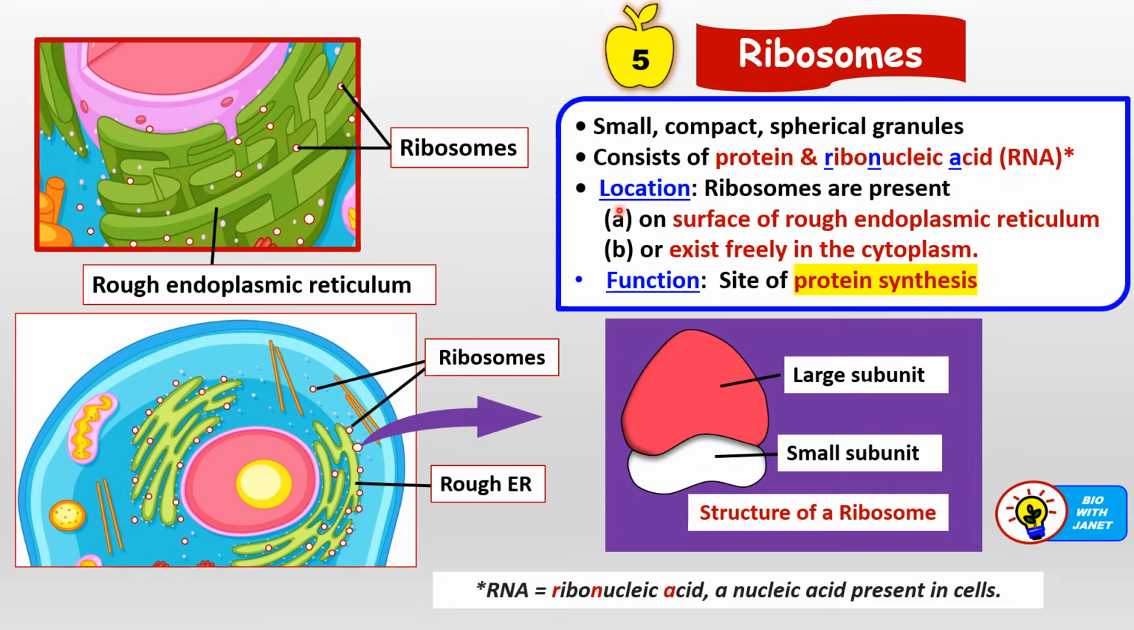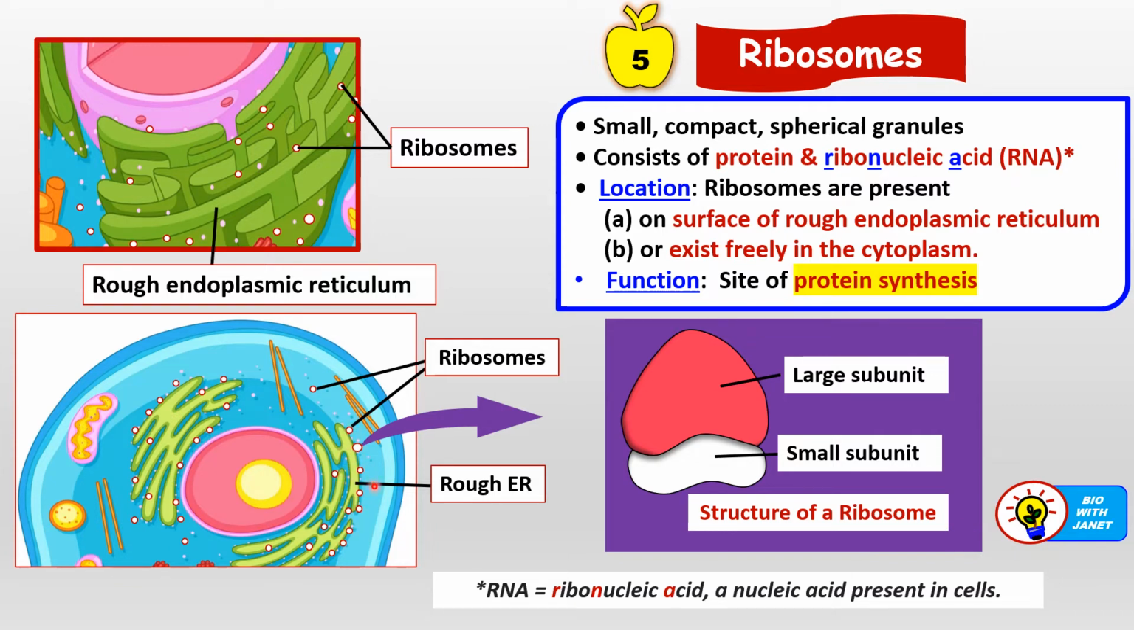Now let's get the location. Ribosomes are present either on the surface of the rough endoplasmic reticulum, the green structure here, so they can be attached to the rough endoplasmic reticulum, or they can exist freely in the cytoplasm, floating in the cytoplasm. Okay, so the function of ribosomes is very important. It is the site for protein synthesis, or production of proteins. Synthesis means production.